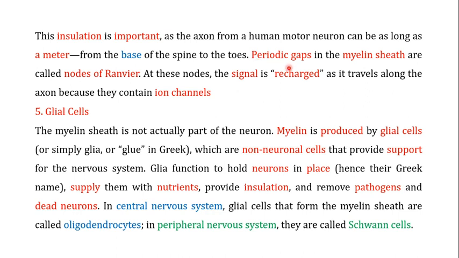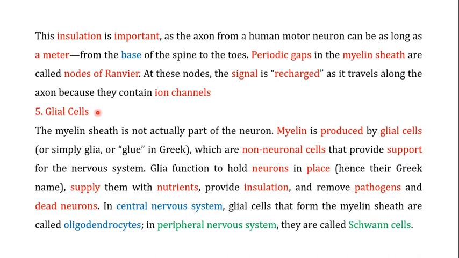Now, periodic gaps in the myelin sheath are called nodes of Ranvier. That doesn't mean that all of the axon is covered by the myelin sheath. There are periodic gaps in the myelin sheath, which are called the nodes of Ranvier. At these nodes, the signal is recharged as it travels along the axon because they contain ion channels. I'll show you the diagram in a while for the myelin sheath and where the nodes of Ranvier are present.